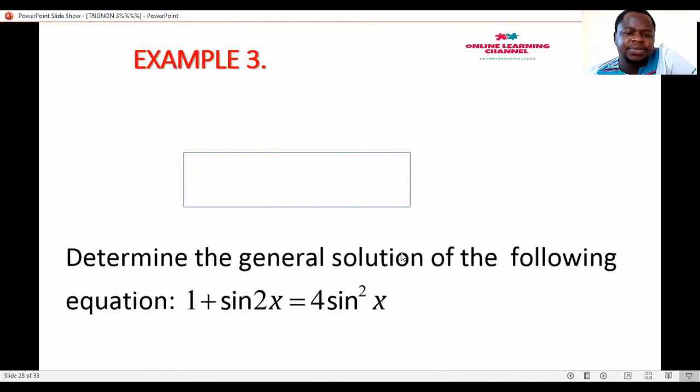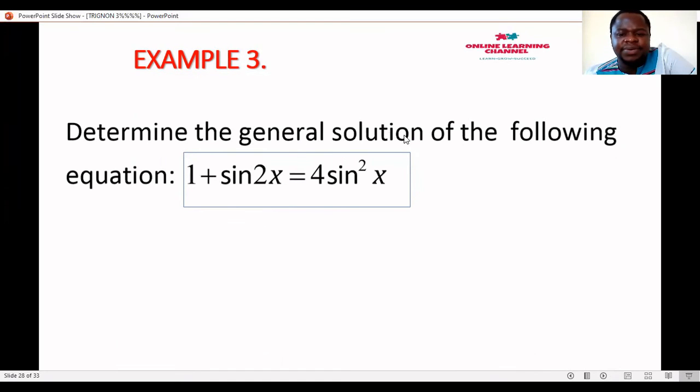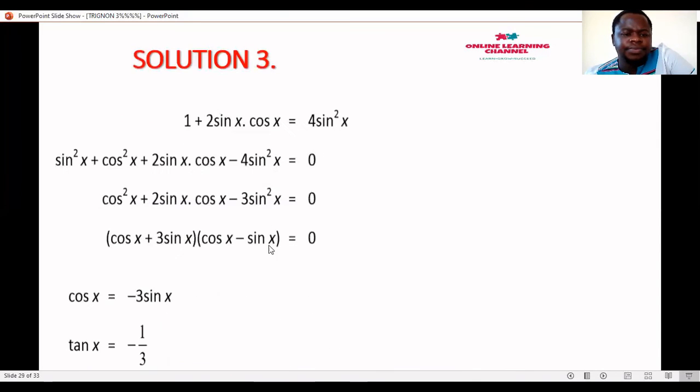Okay, let's look at example number 3. Determine the general solution of the following equation. So now you've got 1 plus sine 2x is equal to 4 sine squared x. So here you can change this 1 to a square identity. You can also change this to a double angle identity. So this one will be sine squared x plus cos squared x, and then you've got 2 sine x cos x this side. So this one you will transfer to the left hand side. You've got negative 4 sine squared x equals to 0, and you solve. It should be simple.